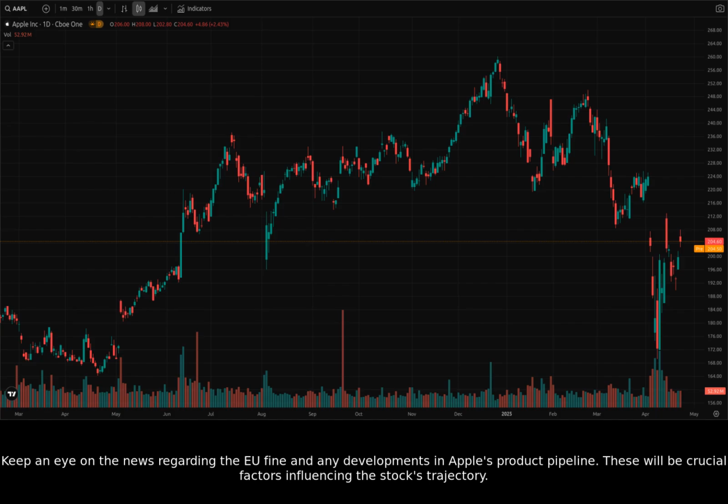Keep an eye on the news regarding the EU fine and any developments in Apple's product pipeline. These will be crucial factors influencing the stock's trajectory.